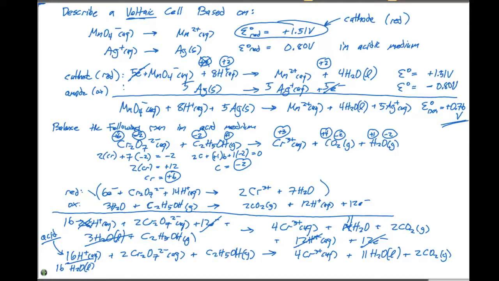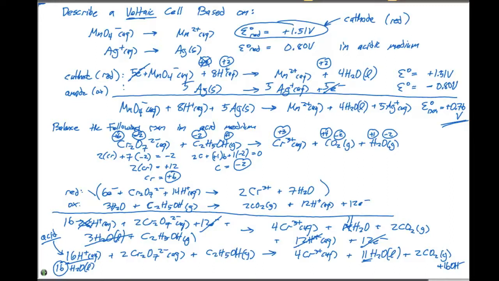If we add 16 OH- to the left-hand side of the reaction, that means we also have to add 16 OH- to the right-hand side of the reaction. So by adding these waters and adding these hydroxides, we can cancel a few more things out. So in this case, we have 16 waters on the left, and we have 11 over here on the right.